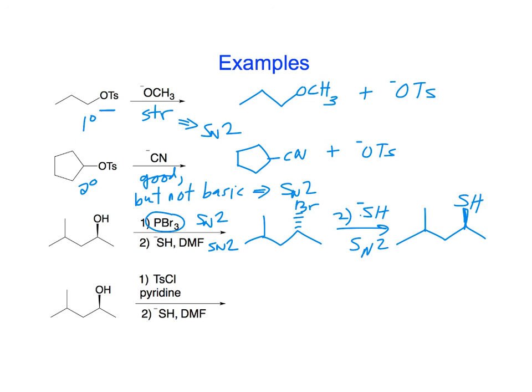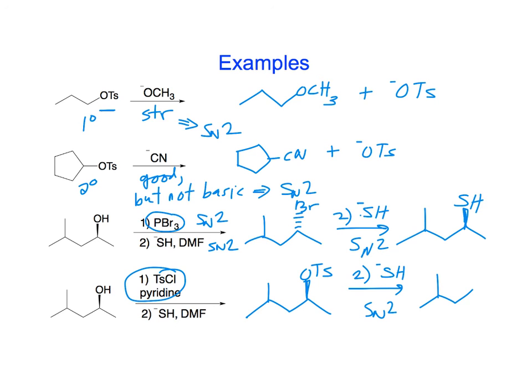What's going on here? All right, let's look at the next one. Okay, if we do step 1, we form the alkyl tosylate. All right, and this doesn't affect the carbon-oxygen bond. And so then in the second step, we use the sulfide again. It does an SN2 substitution. And we end up with the thiol facing back.